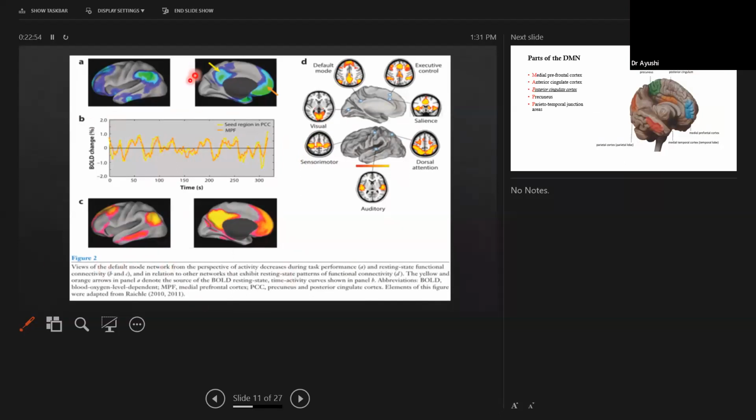Okay, so the colors here show that the blue color is for hypoactivity and the red color is for more activity. So when we are performing any task, there will be decreased activity, as indicated by the blue color.